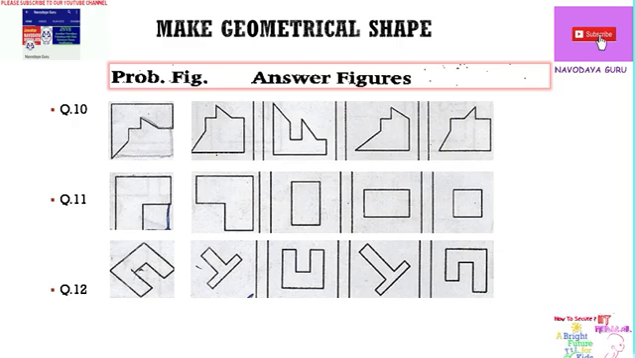Let's go to question number 11. This is the incomplete portion. When we draw the border, we find that this is a square which is matching with the option number 4.